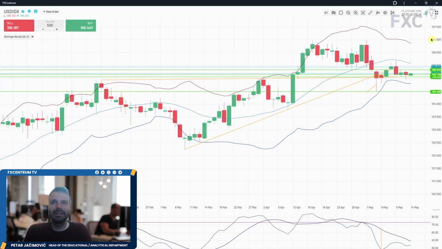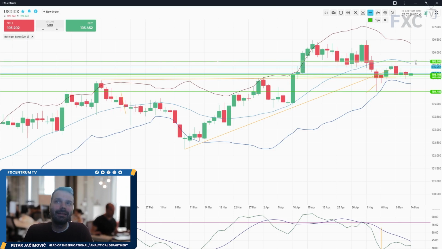And now our dollar index. The dollar index is still in the testing phase. There was a rejection of the lower Bollinger Band, the market traded towards the middle Bollinger Band, and now the market is just consolidating around it. So I see the potential for still further upside movement.